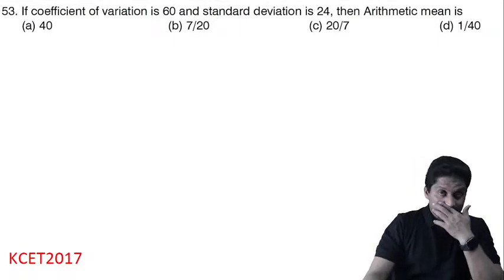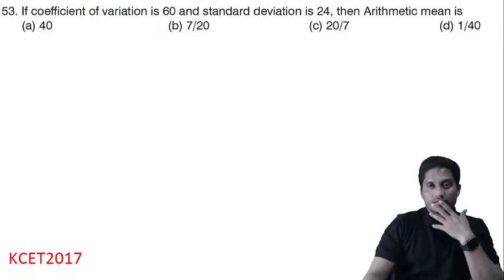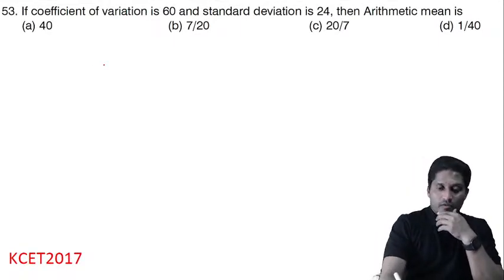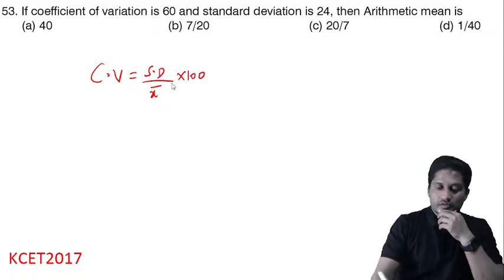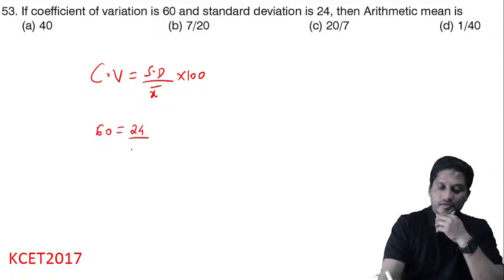Coefficient of variation is 60, standard deviation is 24. What should be the mean? Coefficient of variation is equal to standard deviation by mean into 100, right? I'm supposed to find the mean. Coefficient of variation is 60, standard deviation is 24, mean I don't know, into 100.